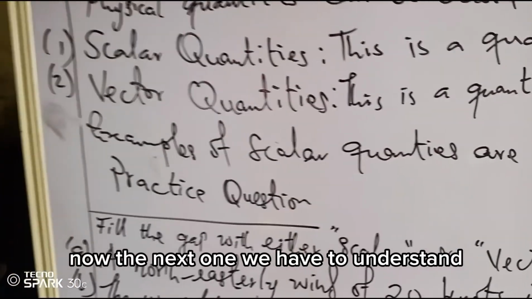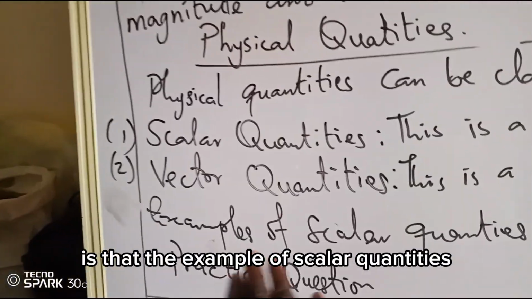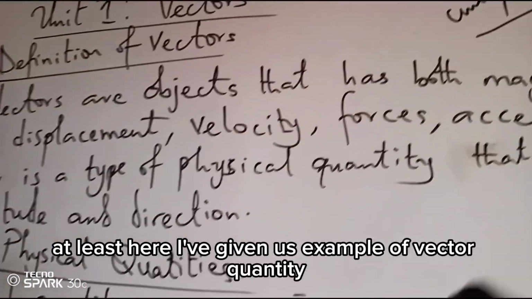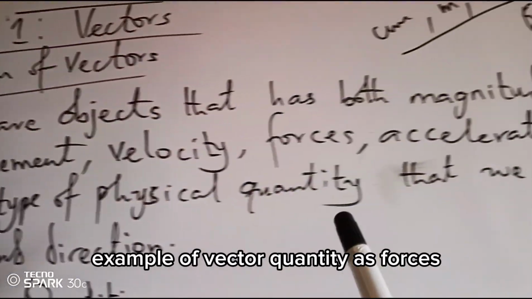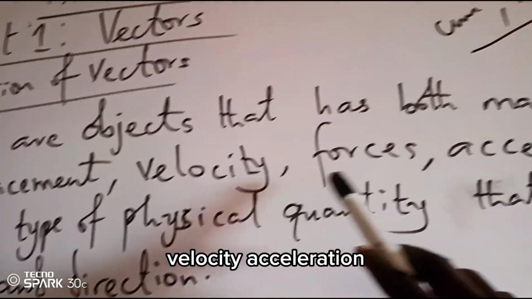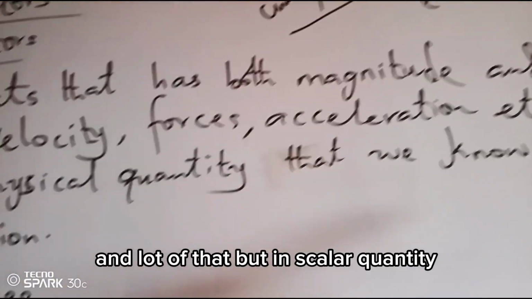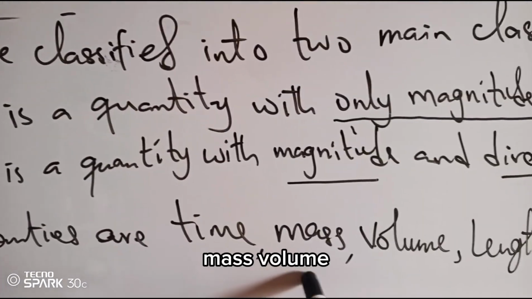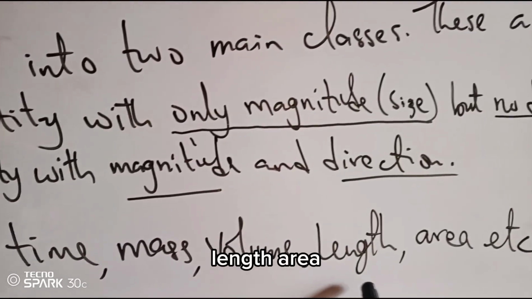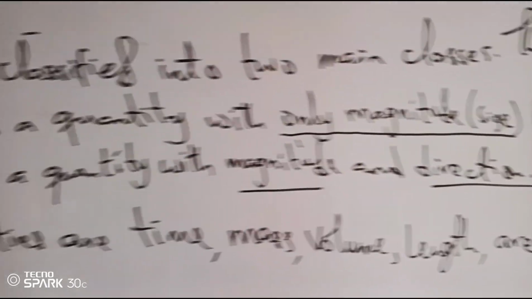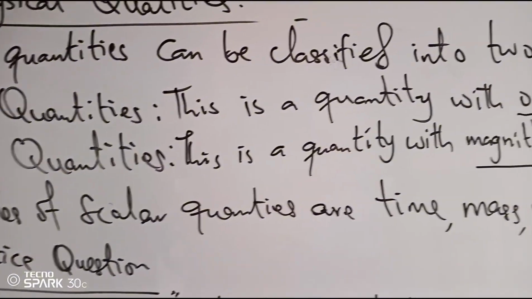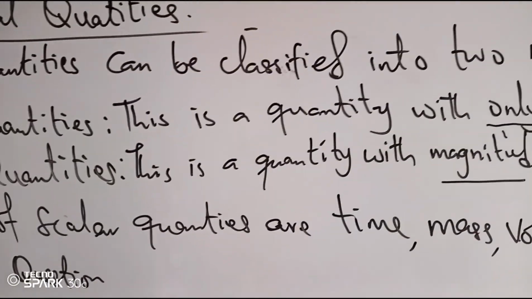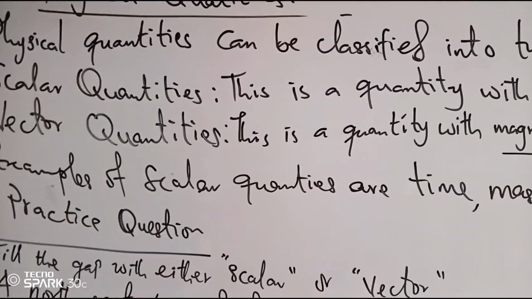Now, the next one we have to understand is the examples of scalar quantities, because I've not mentioned them yet. Here I've given examples of vector quantities: forces, velocity, acceleration, and a lot of that. But in scalar quantities, the examples are time, mass, volume, length, area, and a lot of that. I'm very sure that some of us don't know the difference between mass and weight. Mass is different from weight.